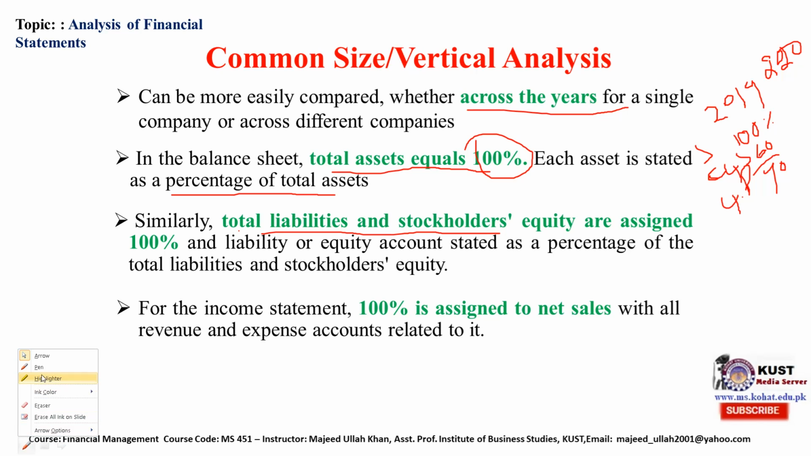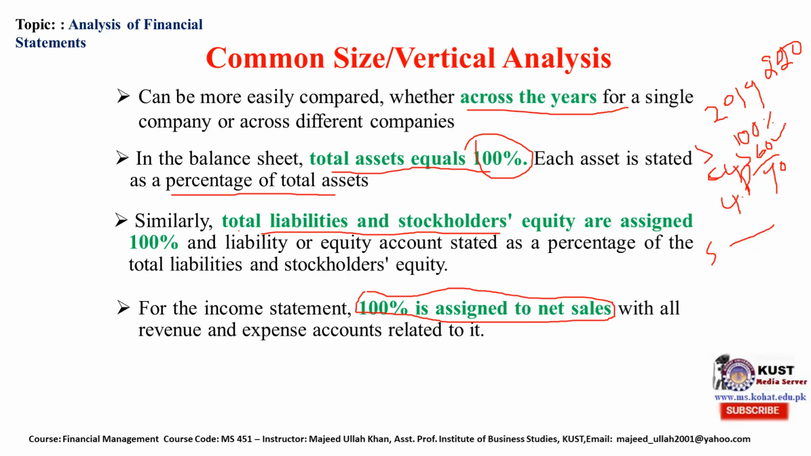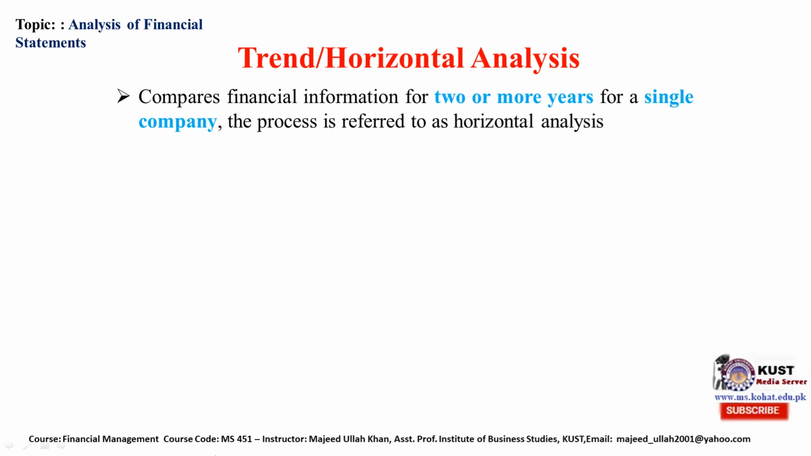While in the case of the income statement, this 100% is assigned to total sales, with all revenue and expense accounts related to it. So if this is sales, that is 100%, cost of goods sold will be 60% of this, gross profit is 40%. We will calculate each item as a percentage of the sales. Moving further, trend analysis or horizontal analysis.